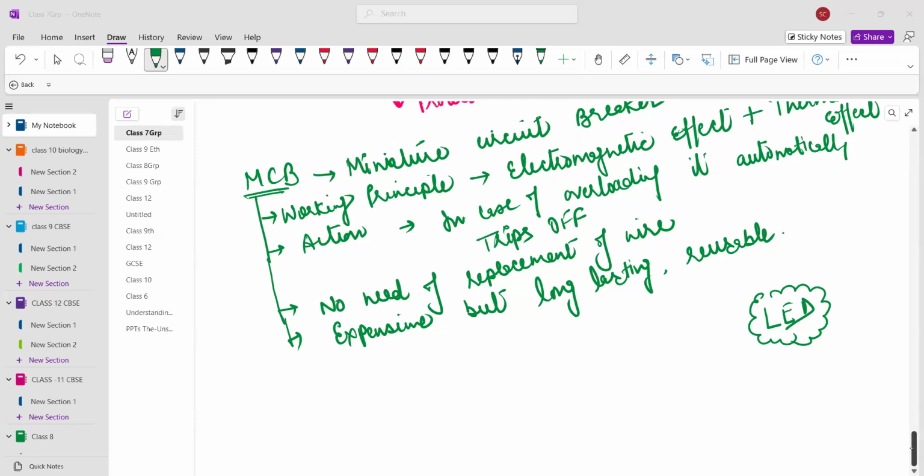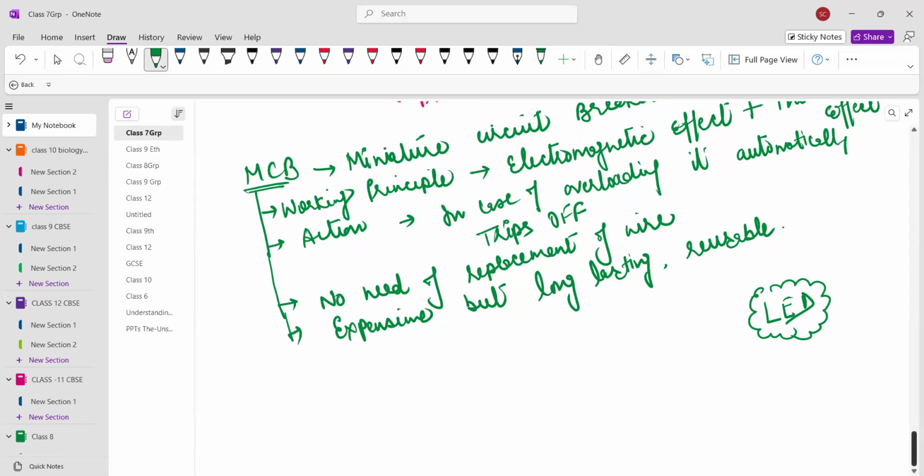And most important, the working principle. Your bulb works on the principle of heating effect. And LED works on the principle of electroluminescence. So just note down, everyone, the difference between LED and bulb: normal filament bulb and LED. First difference, note down the working principle.